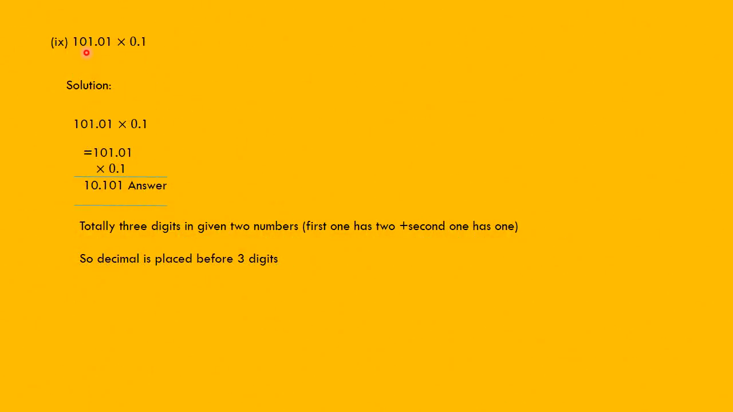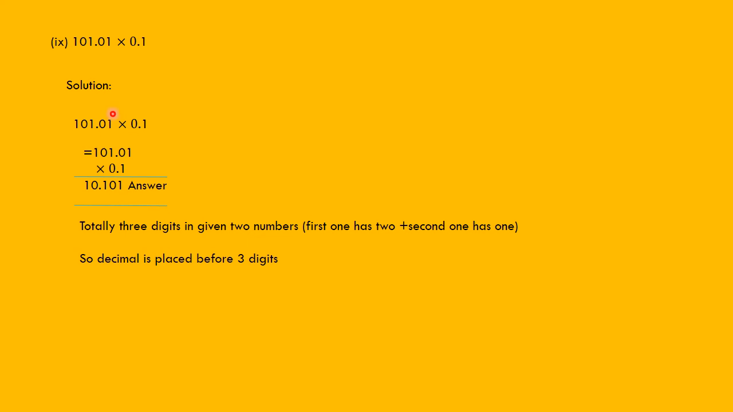Now let us see the next question. 101.01 into 0.1. You just multiply it ignoring the decimal points. It's nothing but multiplying by only 1. 1 ones are 1, 1 zeros are 0, 1 ones are 1, 1 zeros are 0, 1 ones are 1. Okay. Now the product is done.